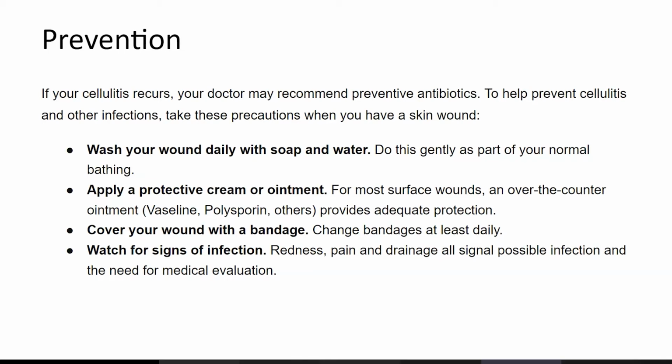Basically, it protects a protective layer on the wound. Cover your wound with a bandage. This is the easiest thing that you can do when you have a wound. Watch for signs of infection. Redness, pain, and drainage all signal possible infection and the need for medical evaluation.